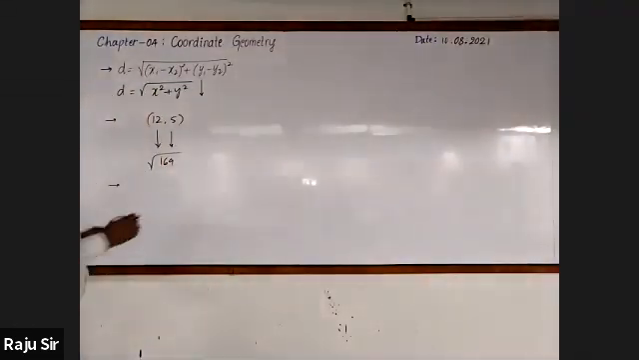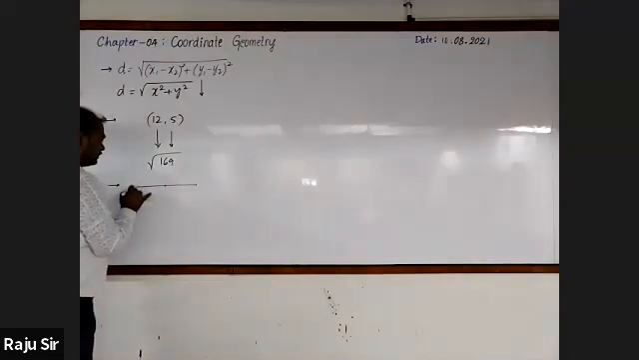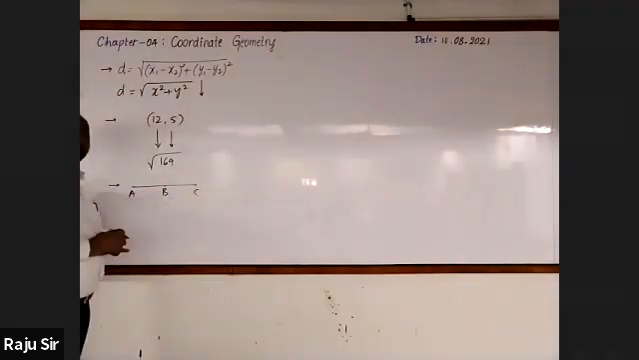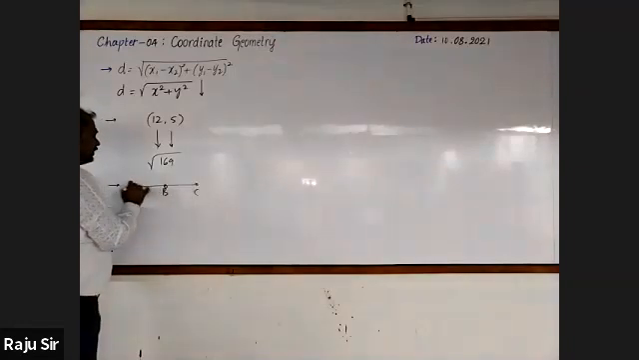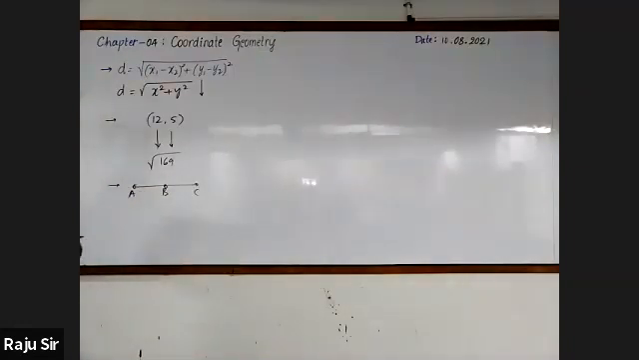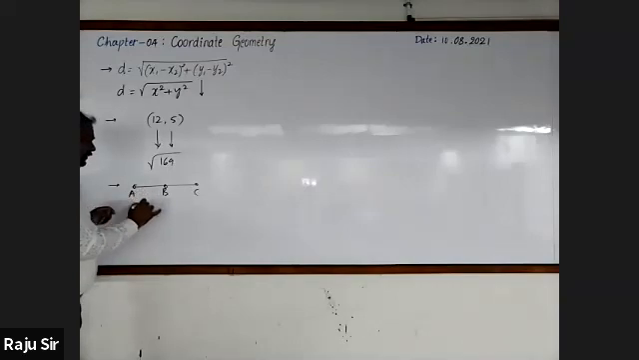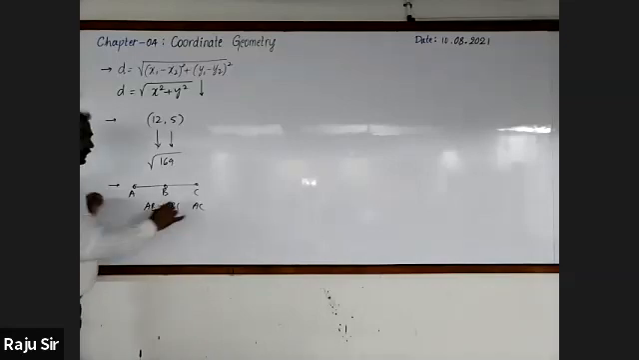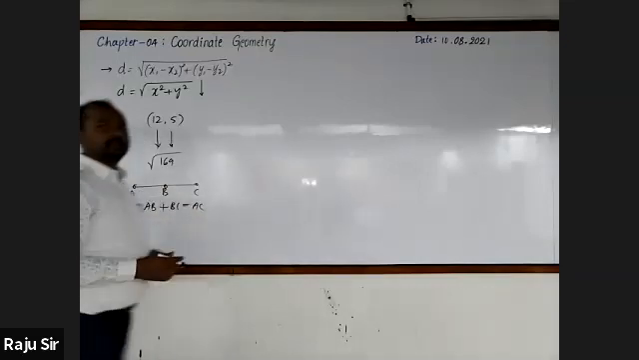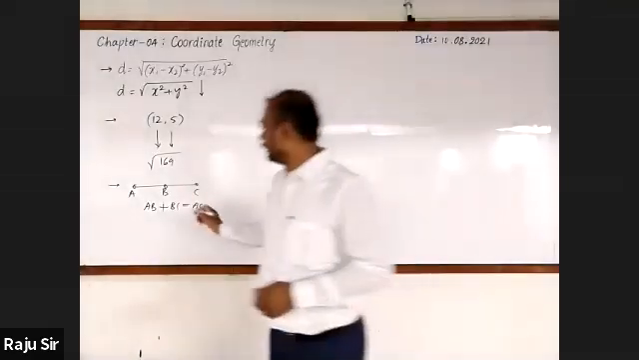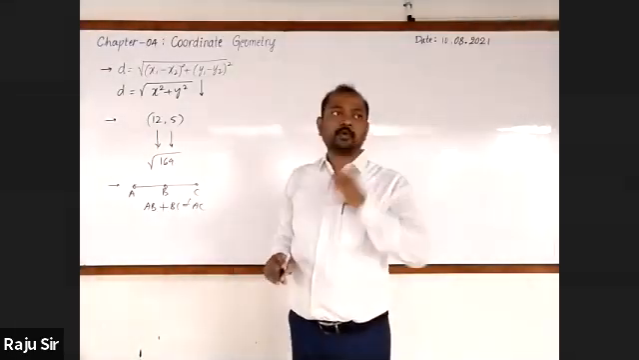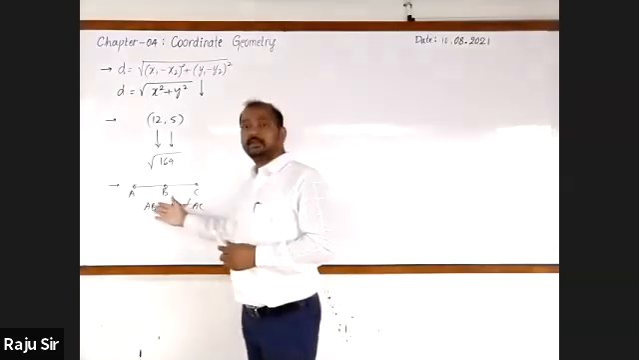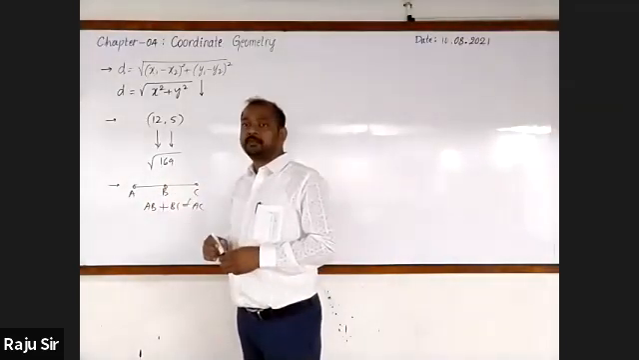Suppose 3 points are given. You have to check whether these 3 points are collinear or not. With calculation, we will go for finding first AB, then BC, next AC. If it satisfies the condition that AB plus BC equals AC, then you can say that the points are collinear. If this condition doesn't hold good, then you can say that the points are not collinear.